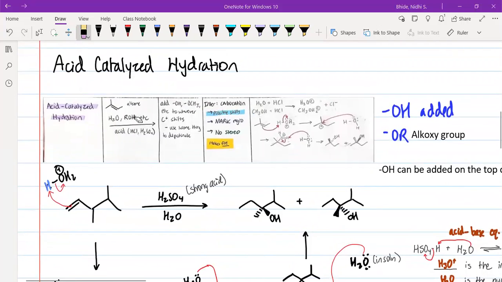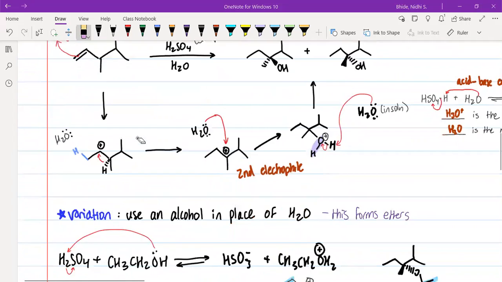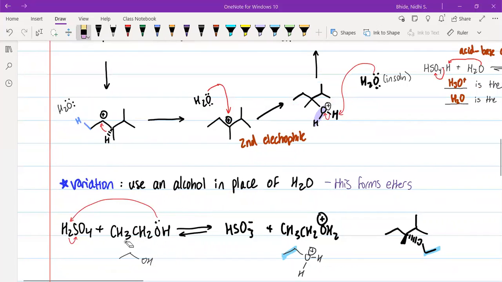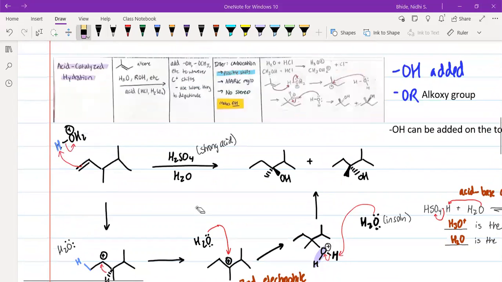And this also involves our starting material, which is an alkene, except this time we're going to react it with either water or an alcohol and a strong acid like HCl or H2SO4. And I can talk about why we can use an alcohol like CH3CH2OH instead of water, but I'll go over that at the end.